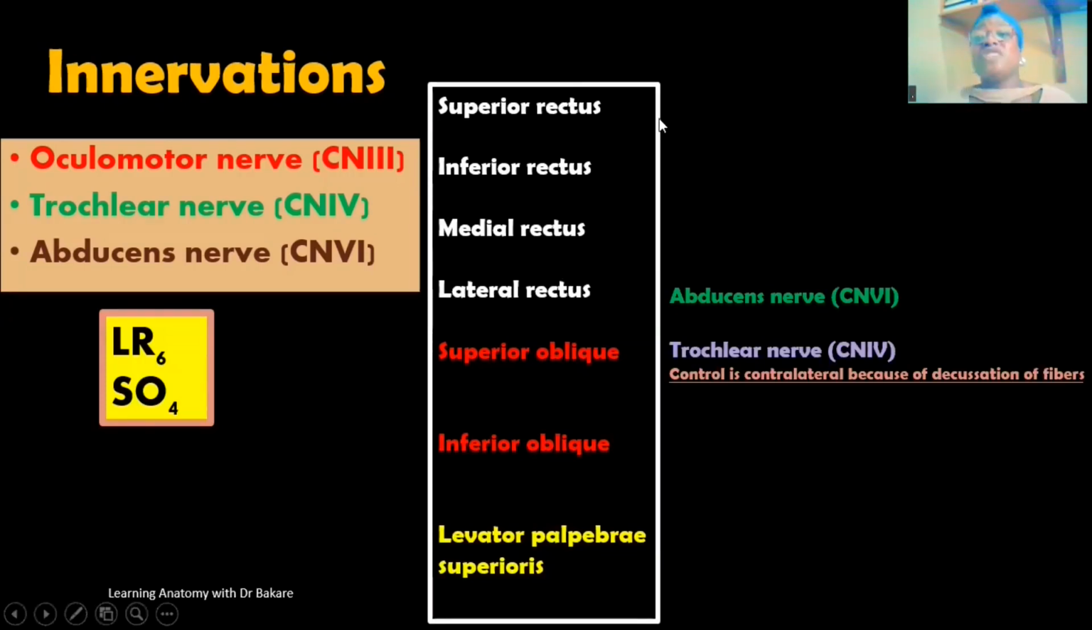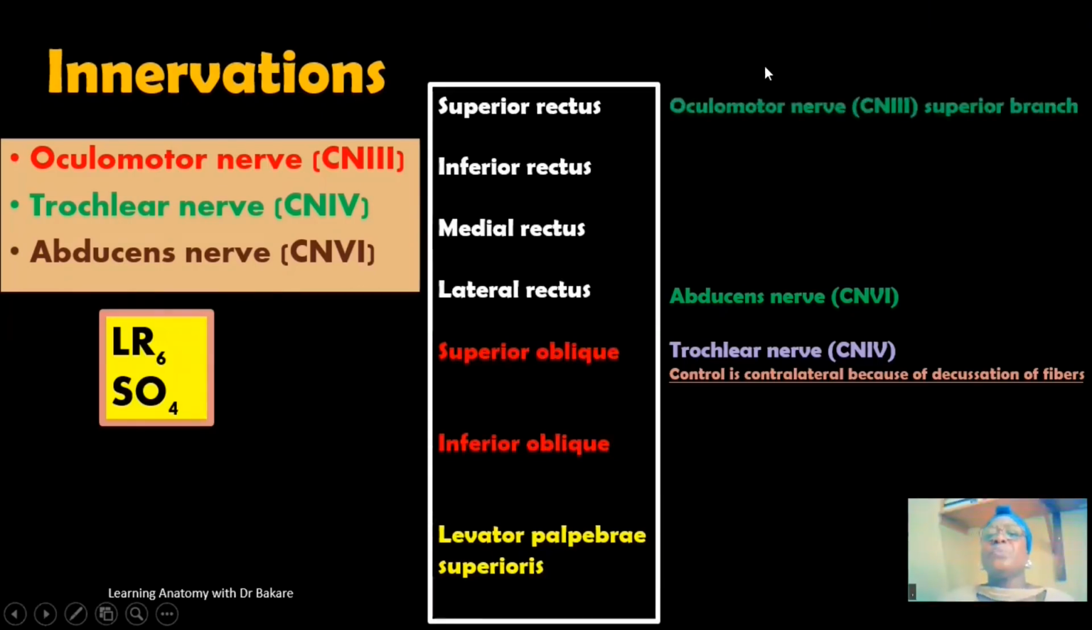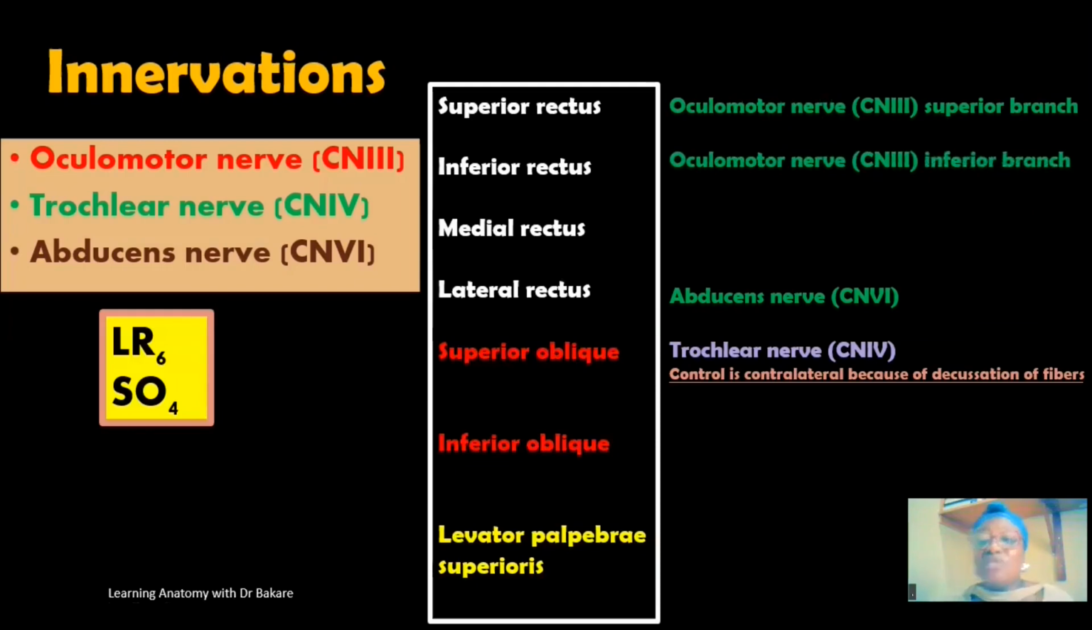And the other extraocular muscles will be innervated by the oculomotor nerve, because we've used up the key, and the remaining nerve is the oculomotor nerve, which means that the remaining extraocular muscles will be innervated by this nerve. So the superior rectus will be innervated by the superior branch of the oculomotor nerve. The inferior rectus will be innervated by the inferior branch of the oculomotor nerve. The medial rectus will also be innervated by the inferior branch of the oculomotor nerve.